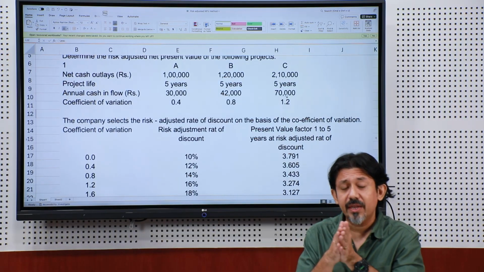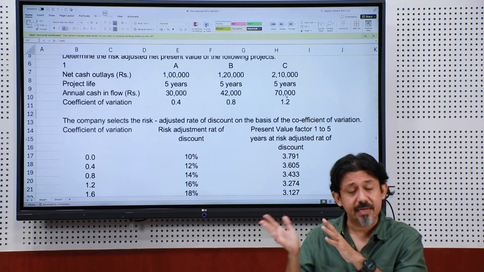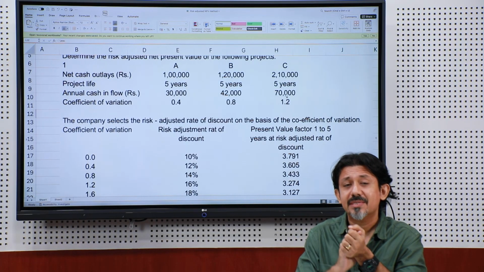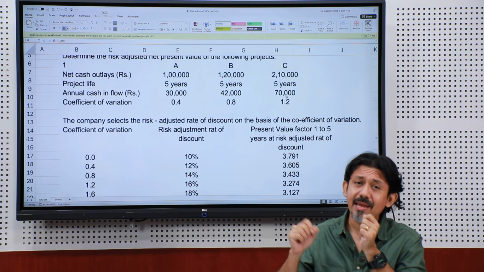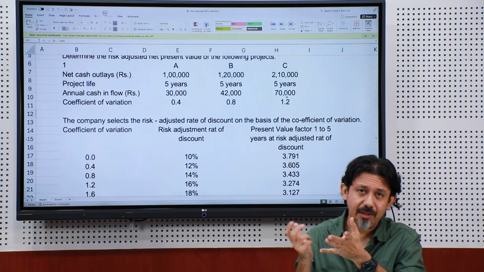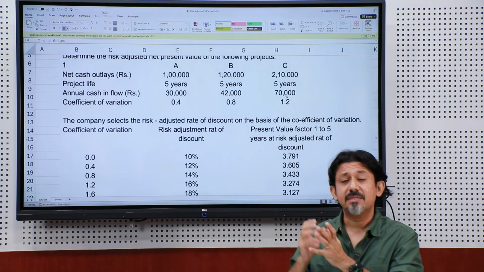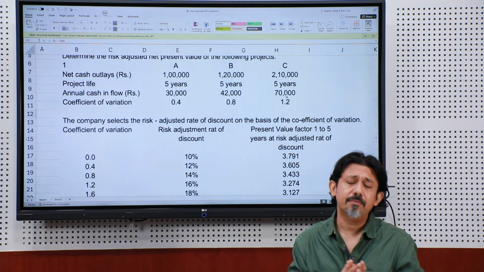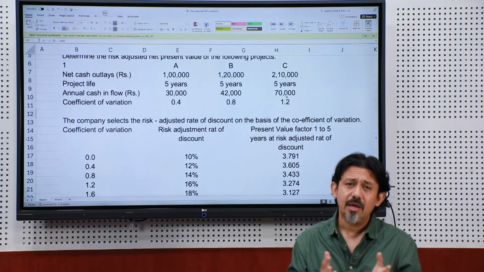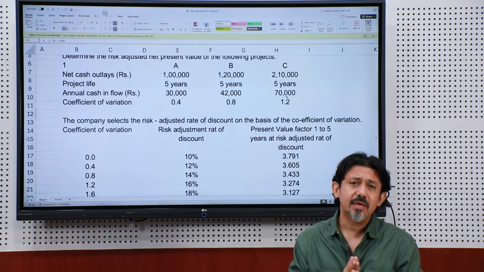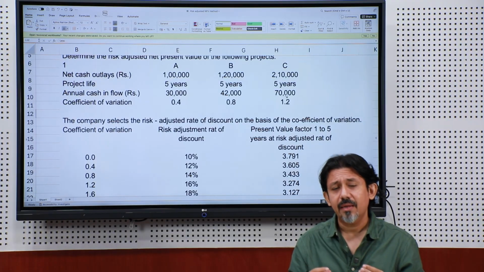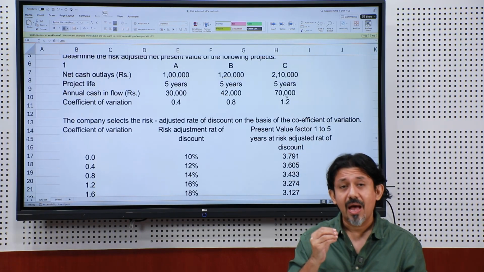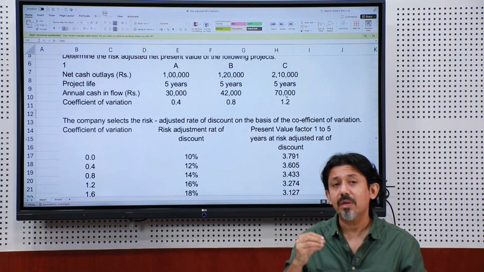Now, coefficient of variation in statistics is standard deviation divided by x bar, the mean value. That is the statistical definition of coefficient of variation. In finance, CV or coefficient of variation is very clearly indicating risk. The higher the CV, the more the risk.